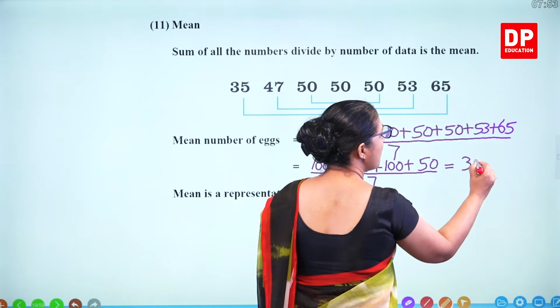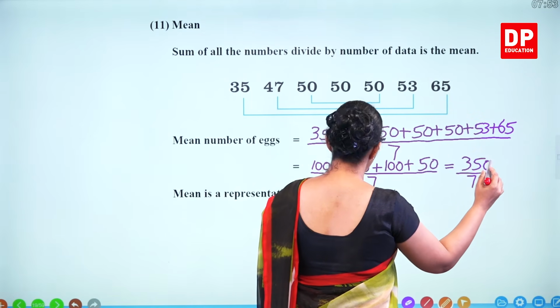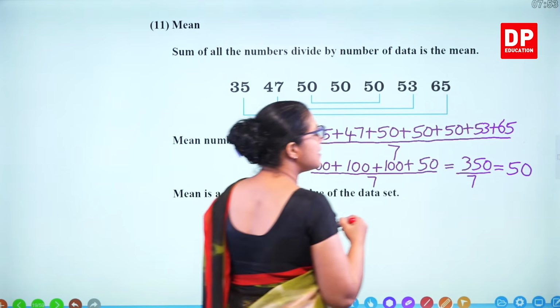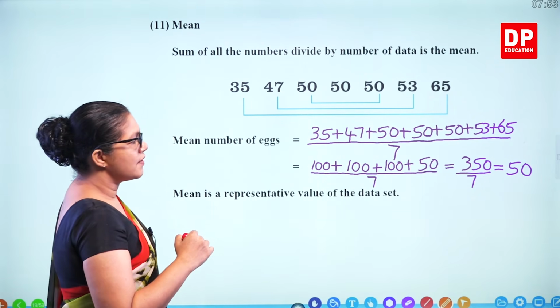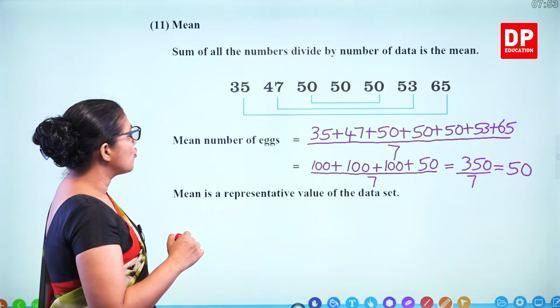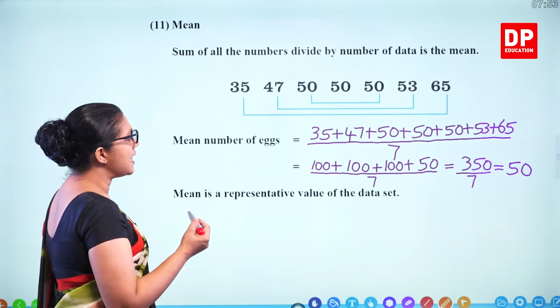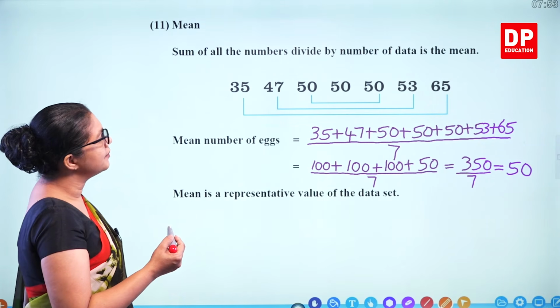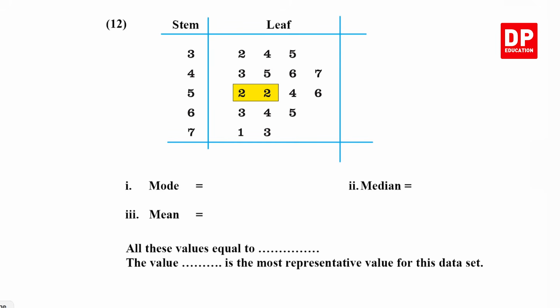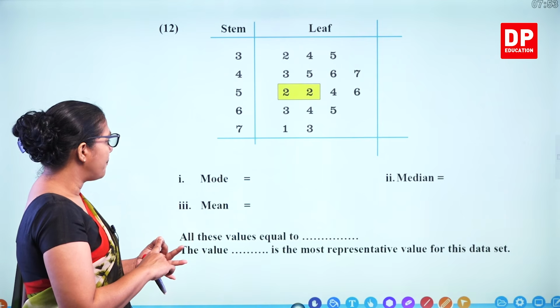350 divide by 7. So, what's the mean value? Mean is 50. 7 times 5, 35. So, 50 is the mean value. So mean is the representative value of the data set. Now we'll look at this stem and leaf diagram and identify what's the mean, median, mode.